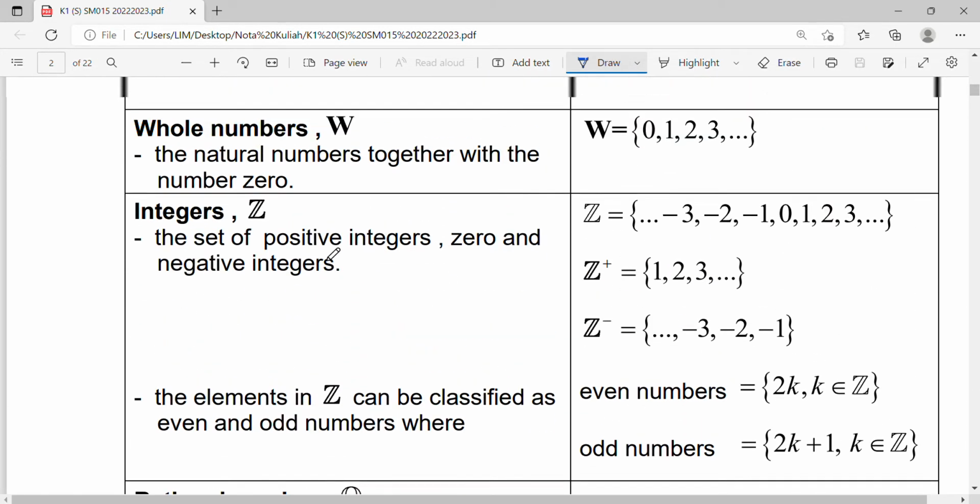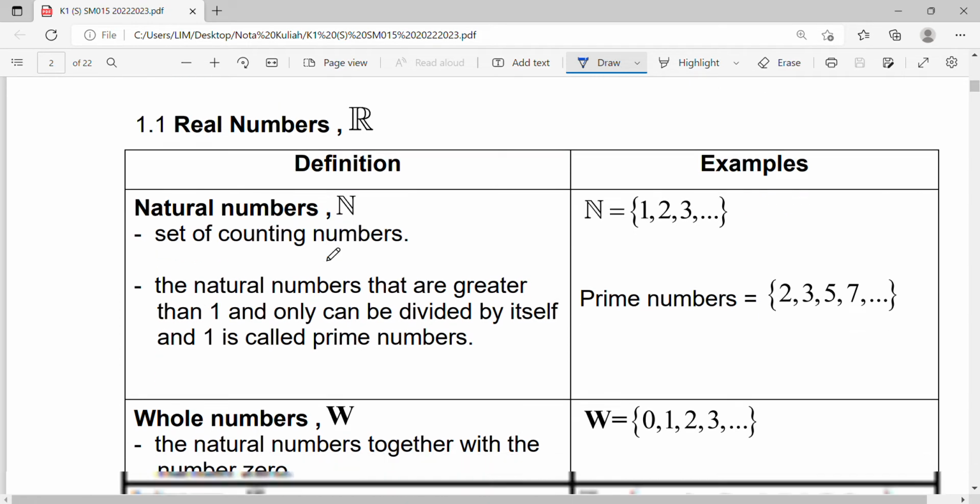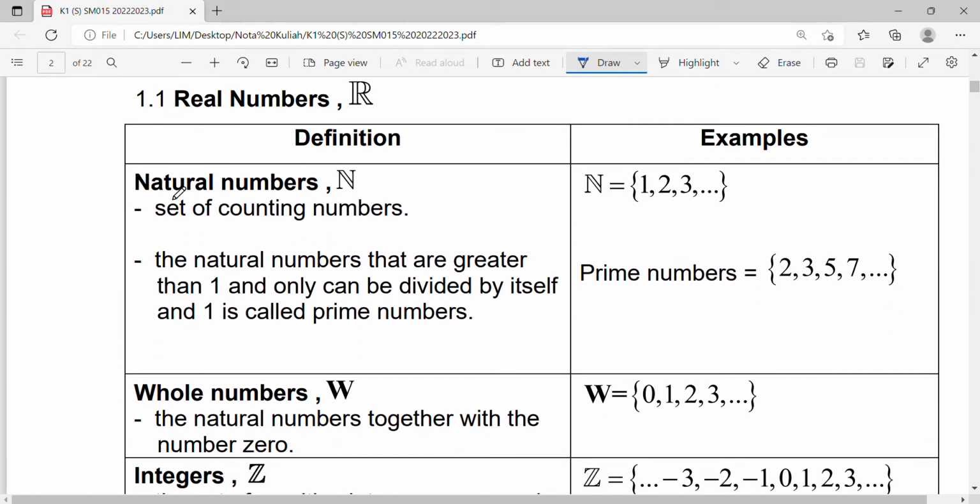So the first one, the most natural number, the most common numbers that you use, which is your counting numbers. Your counting numbers start from 1, 2, 3, and so on. Natural numbers are denoted with N. So when you see the symbol N, it means what we need here is natural numbers.